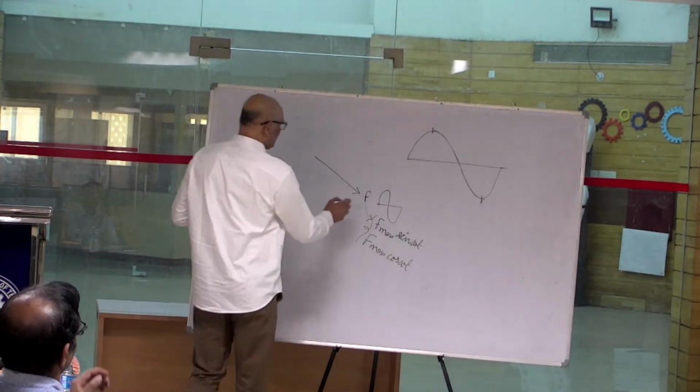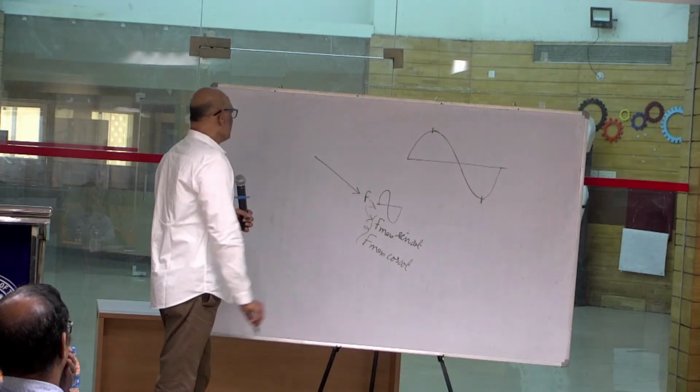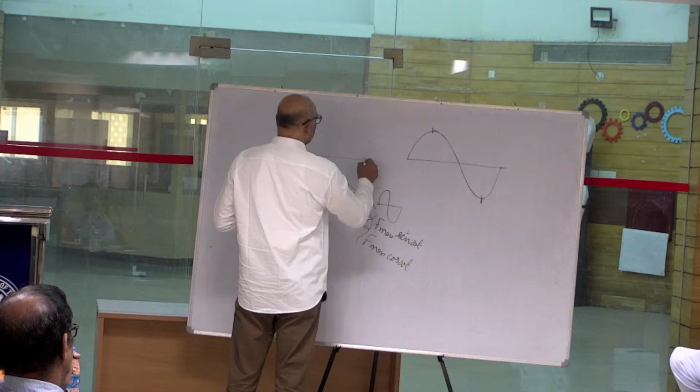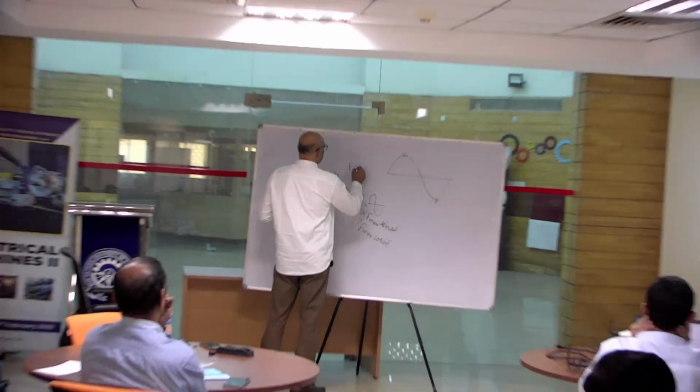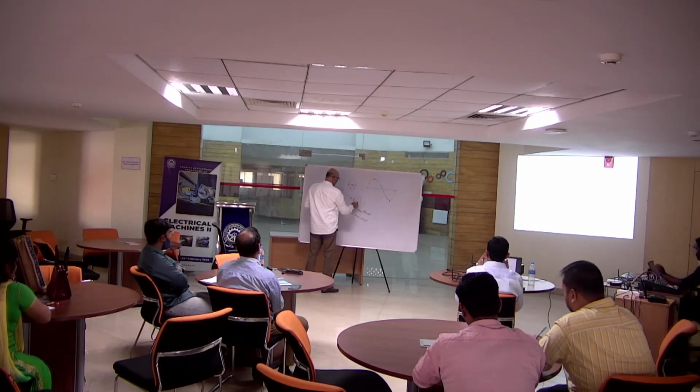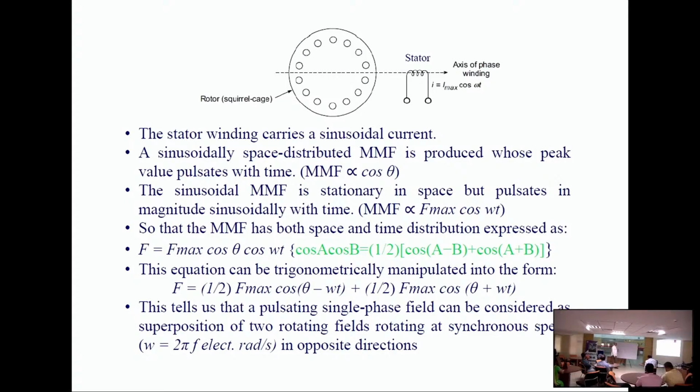Okay. So this is our f suppose. And at any point, what is the component of f? If this angle is theta, f cos theta. And this f is this one. So the MMF has both space and time distribution, and f is represented by f maximum cos theta into cos omega t. So f value means f maximum cos omega t into cos theta.